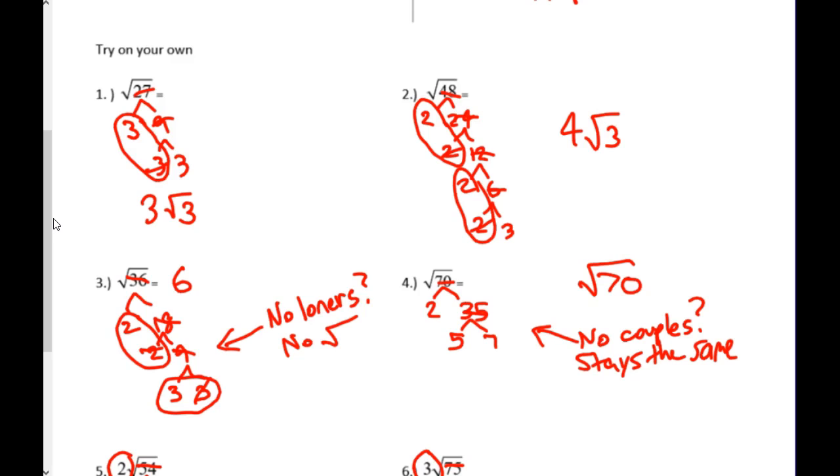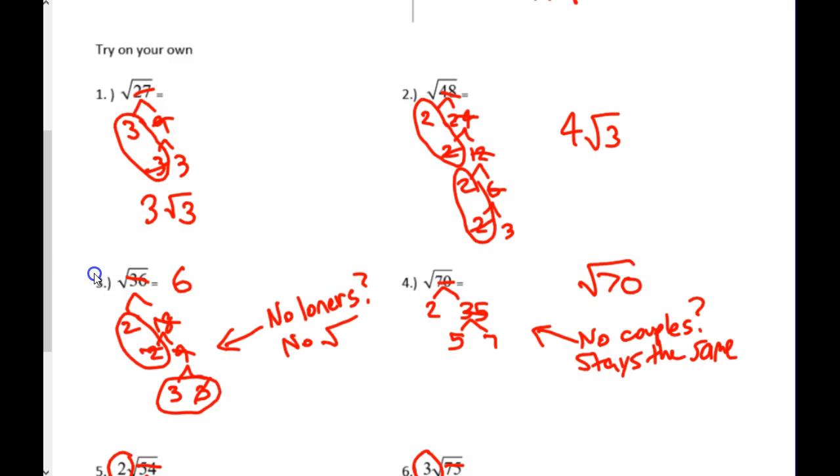On number 1, you make your factor tree. You got a pair of 3, and you got a loner 3, so it should be 3 square root of 3. All right. On number 2, you have 2 pairs of 2, so that multiplies to make 4. On the inside is the loner 3, so 4 square root of 3.